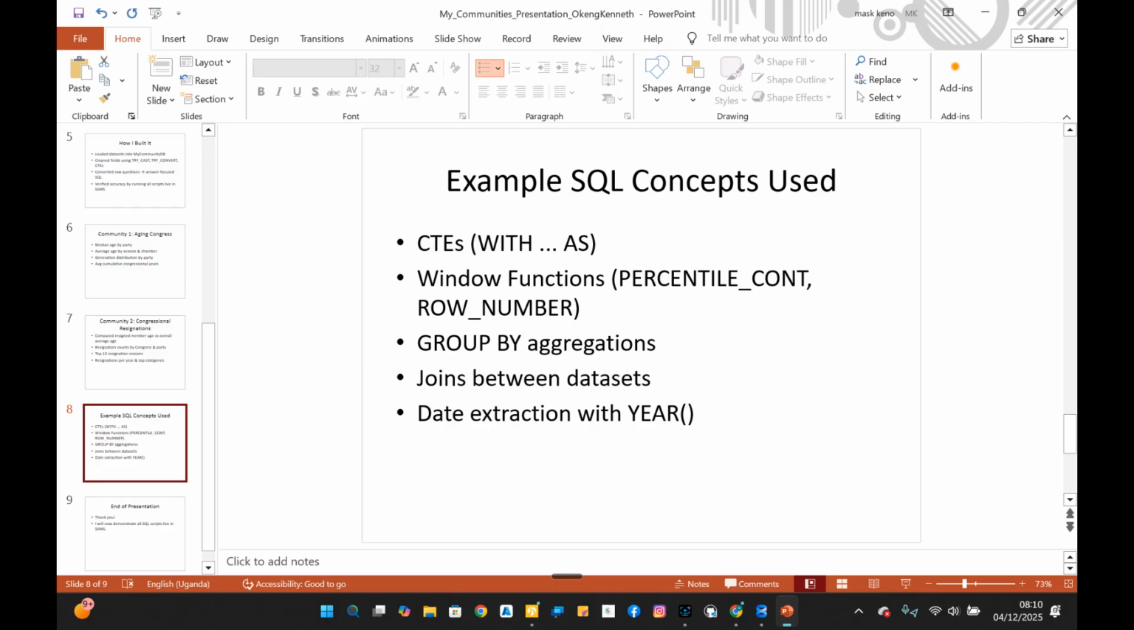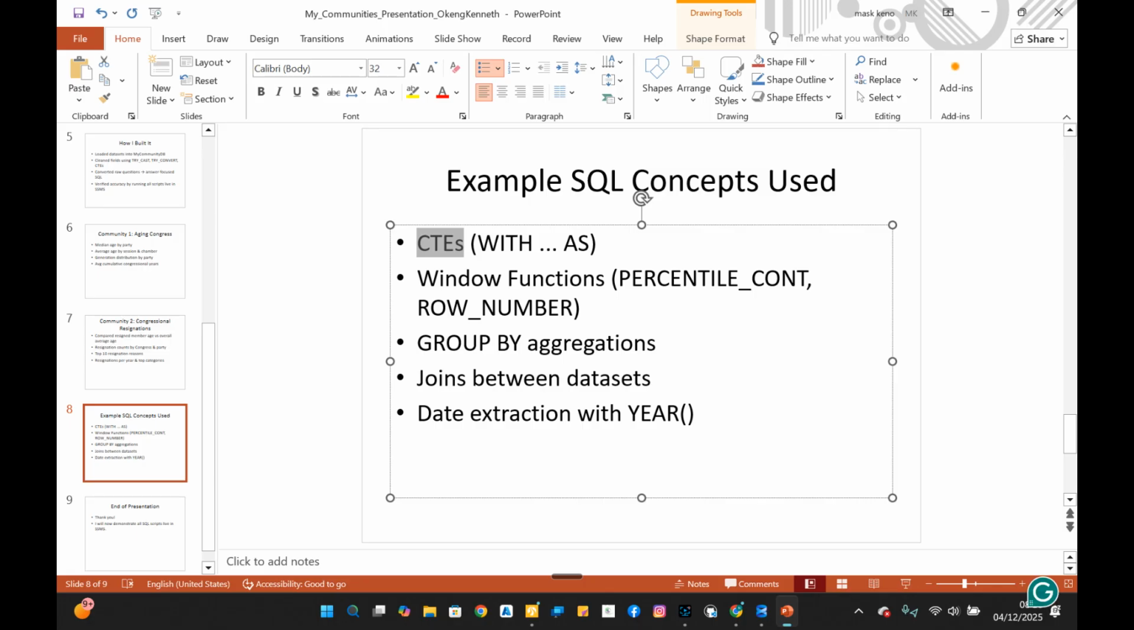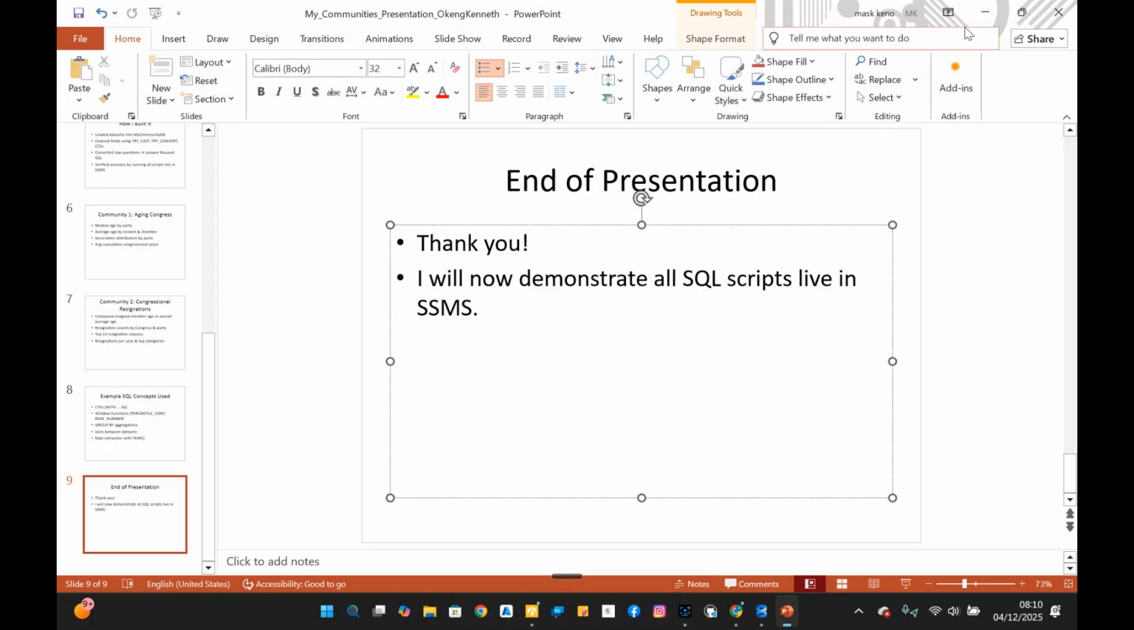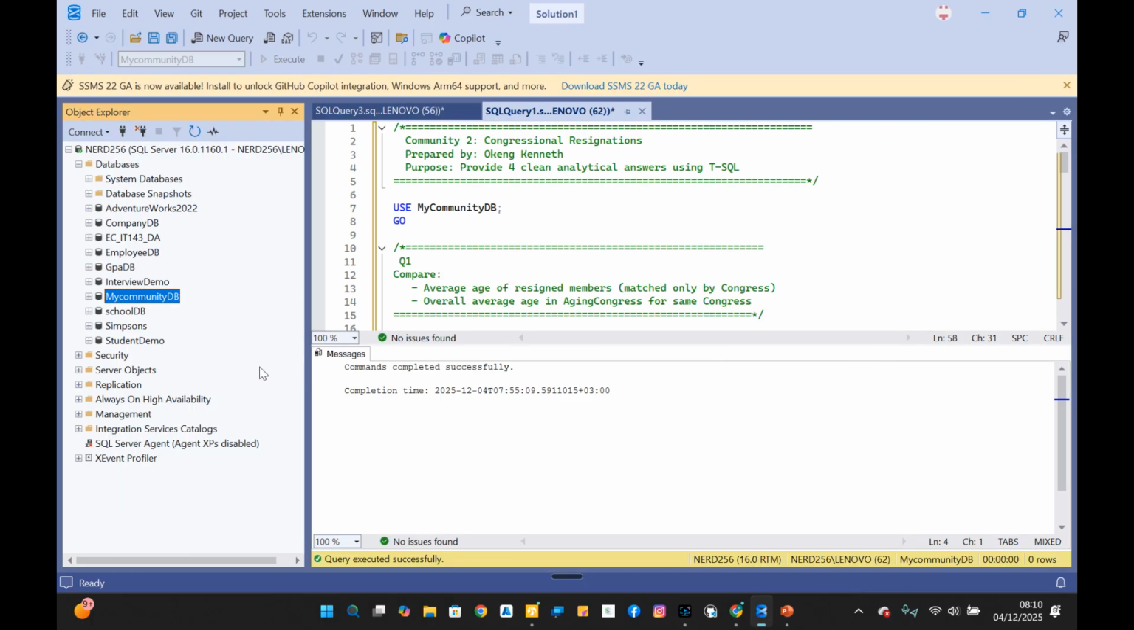The SQL concepts used here are CTEs, then the window function PERCENTILE_CONT when we are dealing with the median, then row numbers. GROUP BY is an aggregation. Then we join between datasets, and we extract with the YEAR function. So we shall be going to SQL Server Management Studio, and we look at all these numbers.